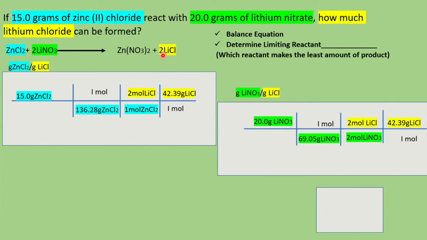So if you run those numbers through your calculator, the first one is going to give us 9.33 grams of lithium chloride, and our lithium nitrate is going to yield us 14.1 grams of lithium chloride. So we can see that the zinc chloride produced only 9.3 grams of lithium chloride. So therefore, our zinc chloride is going to be our limiting reactant, and the amount of lithium chloride that we make will be 9.33 grams.